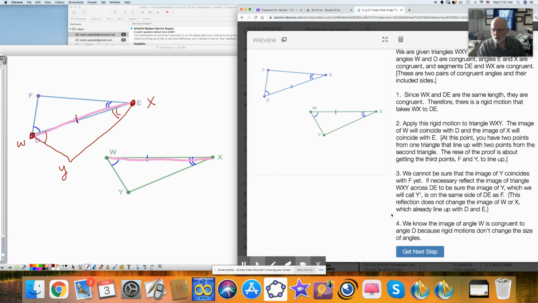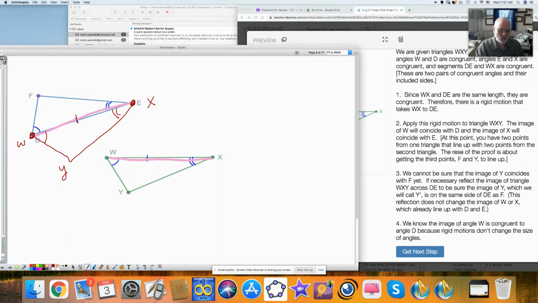Next, we say here, we cannot be sure that the image of Y corresponds with F yet. If necessary, reflect this across DE to make sure that the image of Y, which we will call Y prime, is on the same side of DE. So let me just do that. When I do this, I end up with this right here. And I have my W and X don't change, but this will be Y prime. And all I know so far is that it's on the same side of DE as F is. I'm not sure if they line up yet.